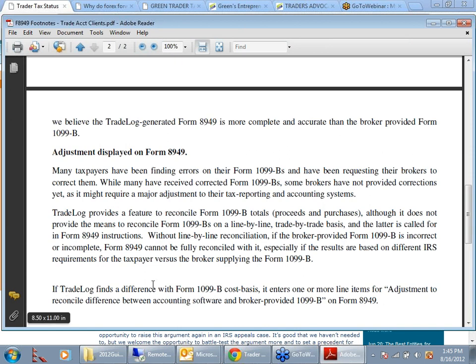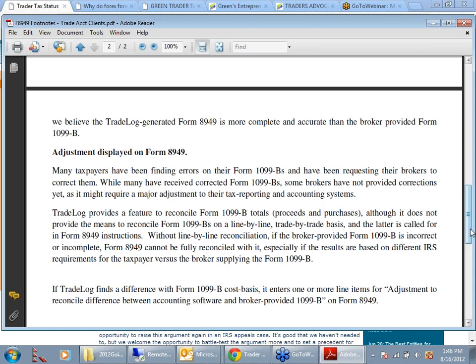If TradeLog finds a difference with Form 1099-B cost basis, it enters one or more line items for adjustment to reconcile the difference between the accounting software and the broker-provided 1099-B on the 8949. Now let's set this up a little bit more. The IRS is going to look at a Form 8949, and they're going to see the correct trading gain or loss reporting on a line-by-line basis prepared by TradeLog, where TradeLog downloads the raw data.